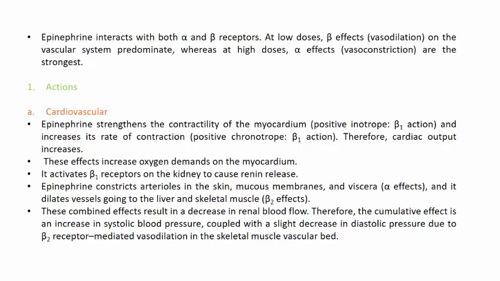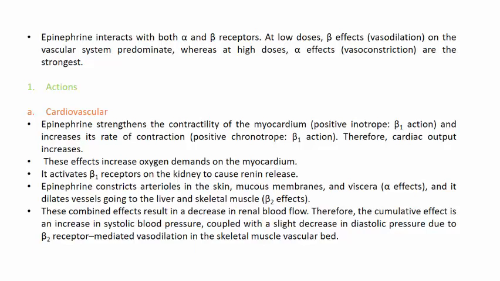والإبنفرين activates the beta 1 receptors on the kidney to cause renin release. ومثل ما تعرفون إنه الرنين is an enzyme involved in the production of angiotensin II, which is a potent vasoconstrictor. والإبنفرين also constricts arterioles in the skin, mucous membrane and viscera by alpha effect, and it dilates vessels going to the liver and skeletal muscle by beta 2 effects. The combined effect results in decreased renal blood flow.